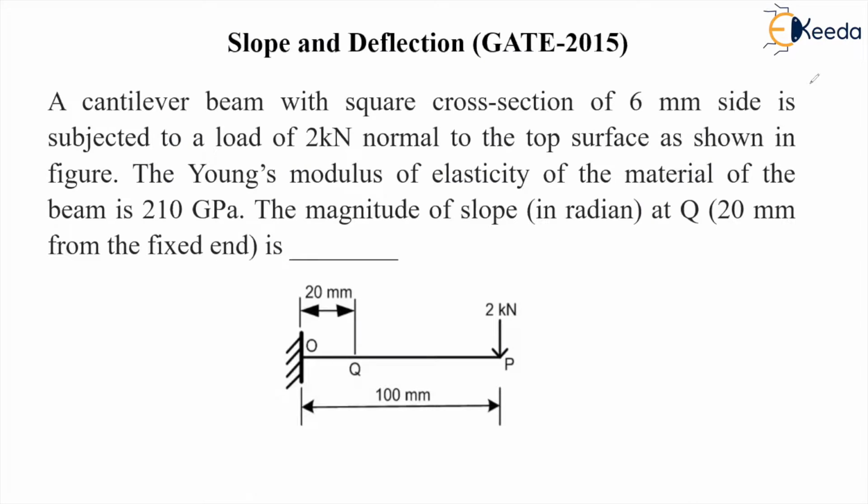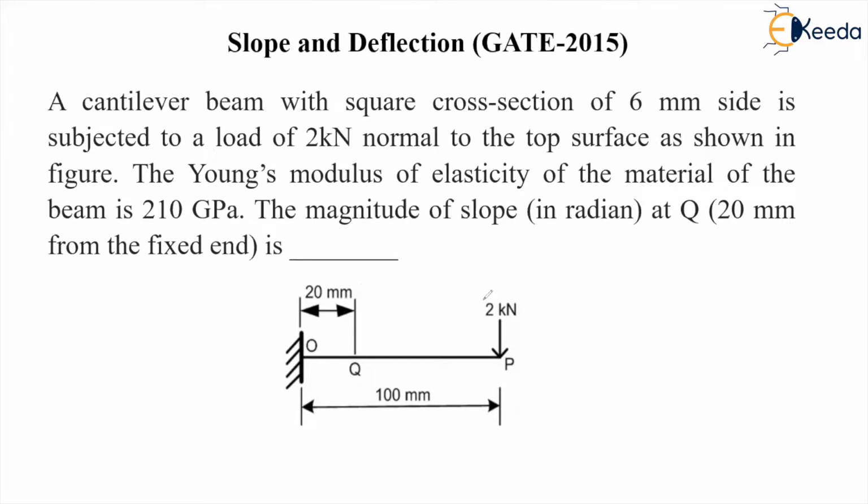A cantilever beam with square cross section of 6 mm side is subjected to a load of 2 kN normal to the top surface as shown in figure. The Young's modulus of elasticity of the material is 210 GPa. The magnitude of slope at point Q, 20 mm from the fixed end, we have to find out, right?